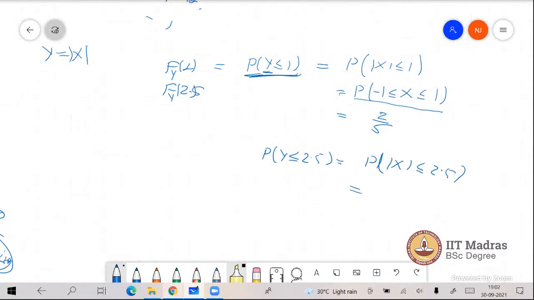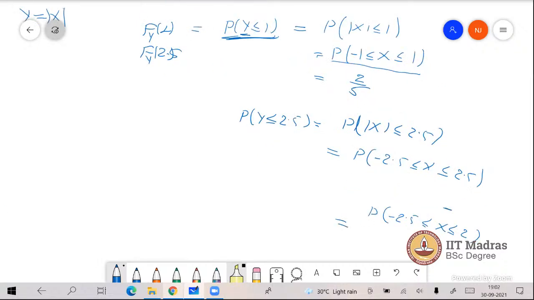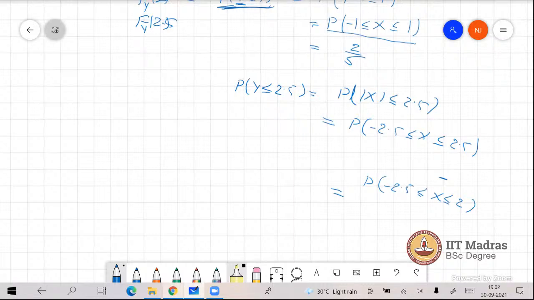So what is this? This is -2.5 < x < 2.5. Now look at the x here. X cannot take values greater than 2. So I will convert it into x ≤ 2 because the upper limit is only up to 2. So this is just 4.5 by 5.